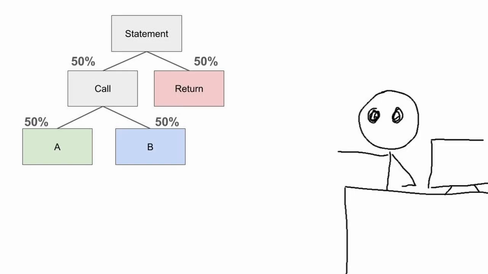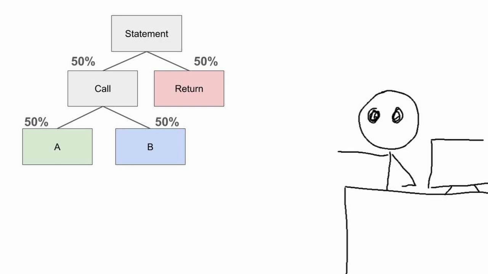I've built out the parse tree right here so you can see it in a more easy to understand way. As you can see, the statement can either be a call or a return, and call can either do an A function or a B function. When the fuzzer is presented with two choices, it's going to assign 50% value to each of these different choices, right? So call has a 50% chance, return has a 50% chance, right?